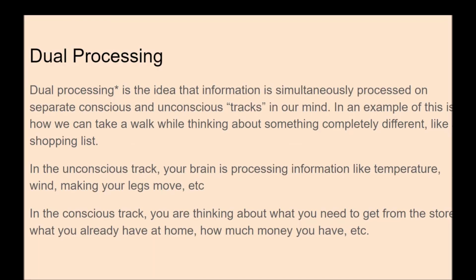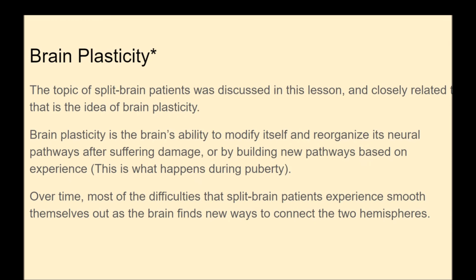When talking about the brain, we want to talk about dual processing, which is the idea that information is simultaneously processed on separate conscious and unconscious tracks in our mind. An example of this is how we can take a walk while thinking about something completely different, like a shopping list. In the unconscious track, your brain is processing information like temperature, wind, making your legs move, and all that stuff. In the conscious track, you're talking about what you need to get from the store, what you already have at home, how much money you have to buy these things, and all that.